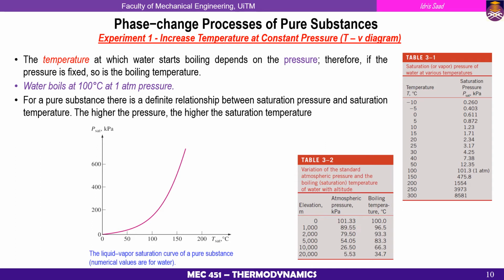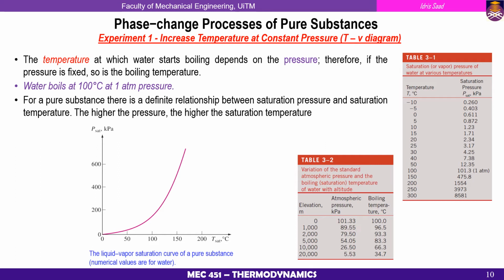For example, if we want the water to boil at negative 10 degrees Celsius, then we are required to set the experimental pressure at 0.260 kilopascal. If we look at the table closely, we can see the pattern of the relationship between pressure and temperature for the boiling process. They are actually proportional to each other.